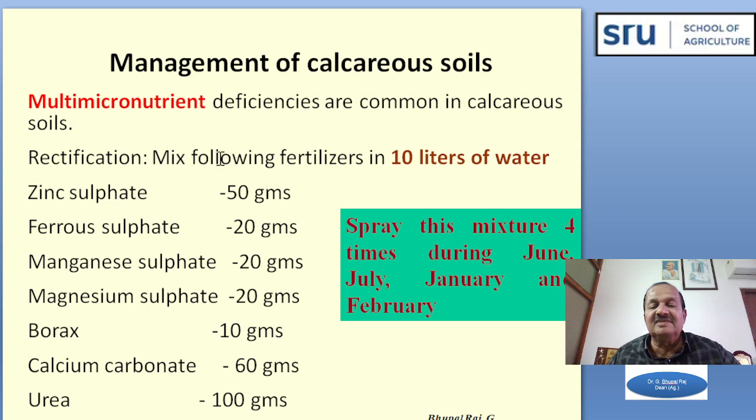It contains the following fertilizers mixed in 10 liters of water: 50 grams of zinc sulfate, 20 grams of ferrous sulfate, 20 grams of manganese sulfate, 20 grams of magnesium sulfate, 10 grams of borax, 60 grams of calcium carbonate, and 100 grams of urea. We have to mix these in 10 liters of water. This spray we have to take up 4 times, in June, July, and the second one in July, the third in June, and finally in the month of February. We take up these 4 sprays to take care of multi-micronutrient deficiency in citrus crop grown in calcareous soil.